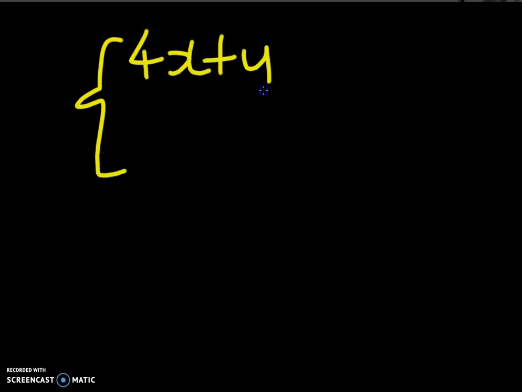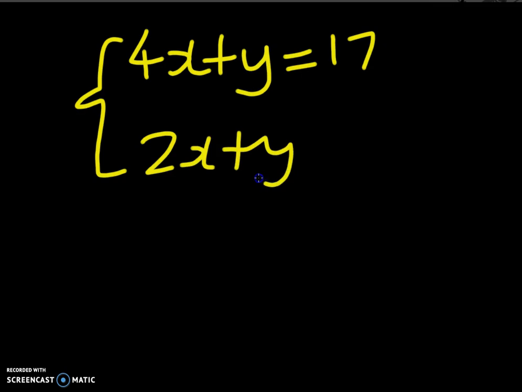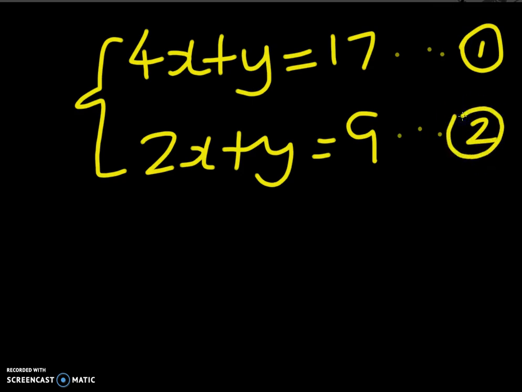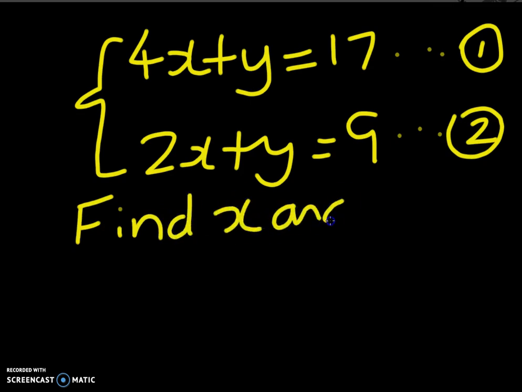So in an exam, this is how a simultaneous equation will look. They'll have a bracket on the side and they'll write 4x plus y equals 17 and 2x plus y equals 9. This is a typical exam question for simultaneous equations, and you're asked to find x and y. So we have to find the x and the y.